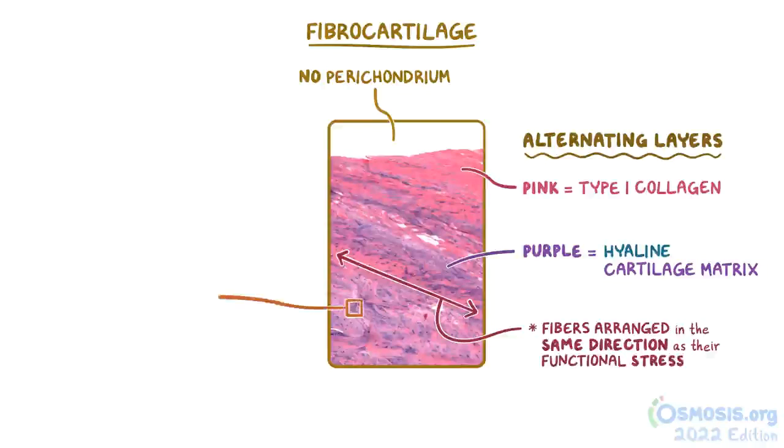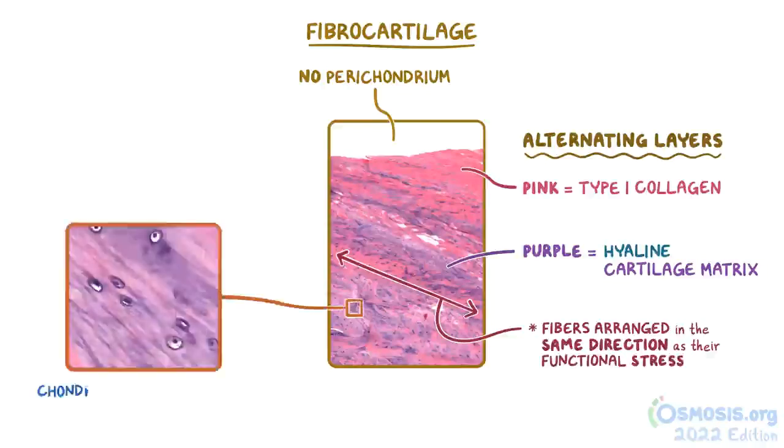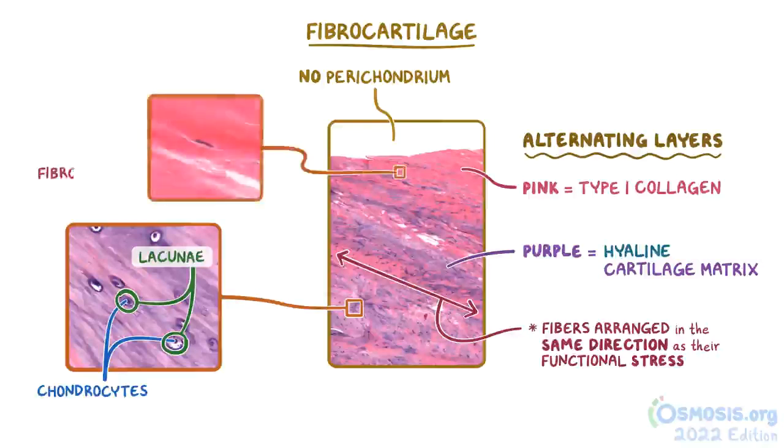Zooming into 40 times magnification, we can find chondrocytes within their lacunae in the basophilic matrix, similar to the other types of cartilage. Fibrocartilage also has scattered fibroblasts that are typically within the fibrous region of the tissue. These cells can be identified by their long and thin nuclei, such as the one seen in this image.